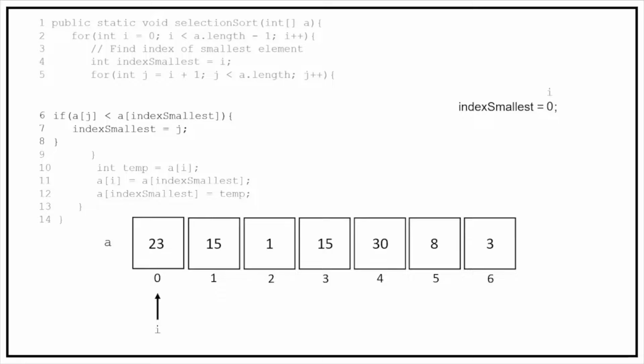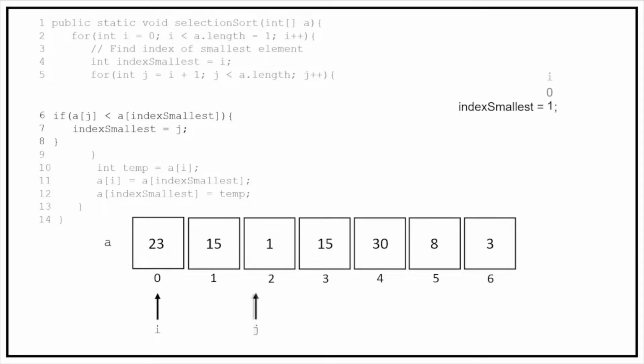On line 5 of the algorithm, you can see that j is initialized to i plus 1. This means j will always be one spot ahead of i, meaning that j is equal to index 1. We can now begin the comparison. Is A at j less than A at index smallest? Or is 15 less than 23? True, it is. This means index smallest will be set to j, which is index 1.